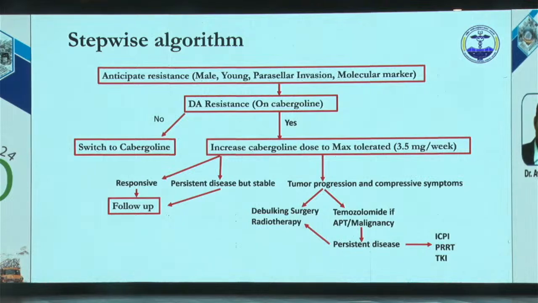But if even after that there is tumor progression and compressive symptoms, you go for a debulking surgery plus or minus cabergoline after that. Again, if it is not responding after surgery, go for radiotherapy, but you have to counsel the patient that you need to wait for 2 years again. And for some aggressive tumors, if you're suspecting an aggressive pituitary tumor, go for temozolomide. And if you have a malignancy, again, temozolomide will be a very good option. Again, if there is persistence even after temozolomide, go for immune checkpoint inhibitors and all other drugs and PRRT.